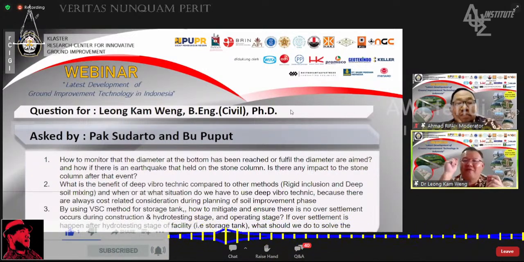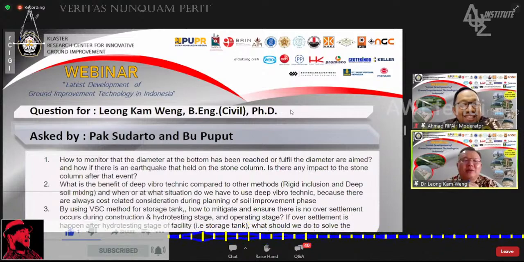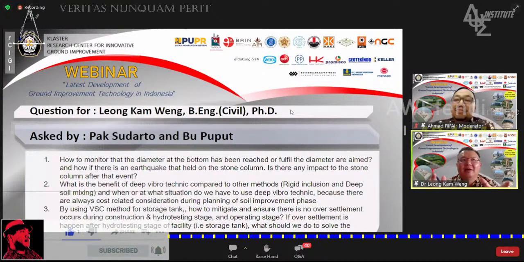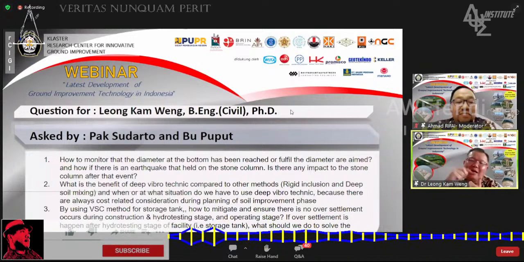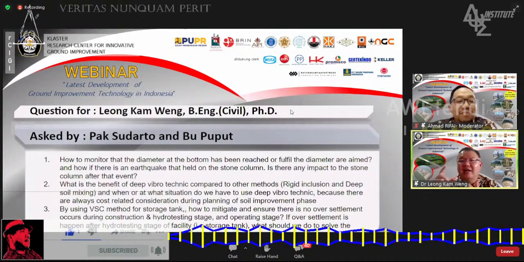So there's not one fixed solution for all types of soil. I must say that. On the third question, when you're using stone columns, how do you mitigate over-settlement? I think first and foremost is to have enough SI information, be it by doing SPT or CPTs. Have sufficient SI under the tank.